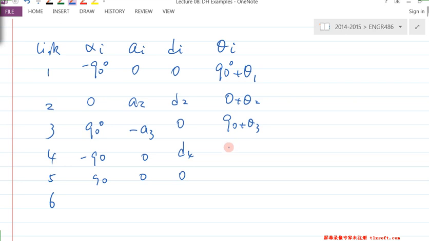Z2 is 3. Okay. So, anyway, the rest was 0 plus theta 4, 0 plus theta 5, and 0 plus theta 6. And the last one, 0, 0, and D6. This is important because if you mess up one negative number or degrees, your whole thing will just go crazy when you do an animation, right? Yeah, you don't even know where it's going to go actually.